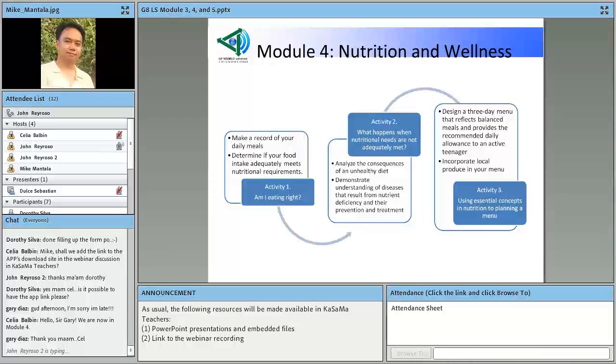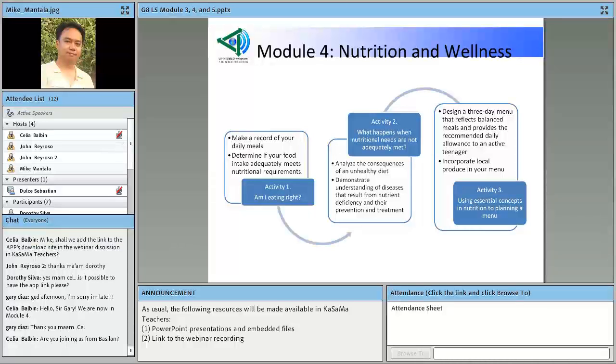There are 3 activities in this module. Activity 1, am I eating right? Tama ba ang aking kinakain? Activity 2, what happens when nutritional needs are not adequately met? I said earlier that an important consideration in this module is the idea that not everything we eat serves the purpose of sustaining the body to help it carry out its body processes. So what if the body does not meet its nutritional requirements? That's for Activity 2.